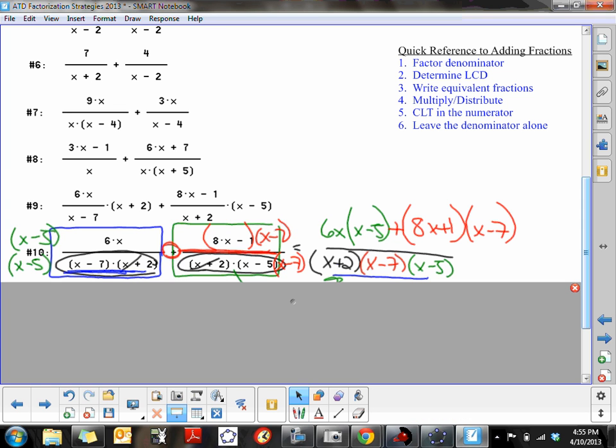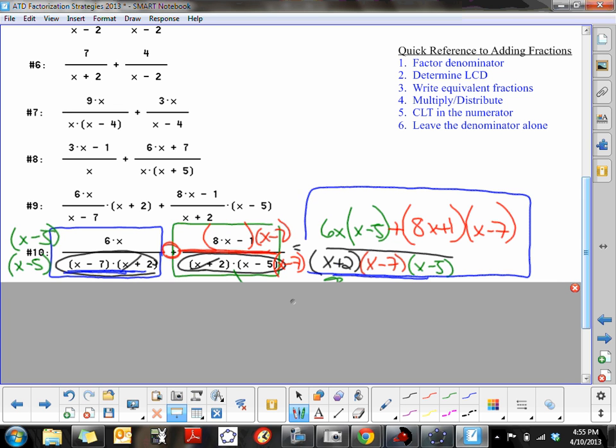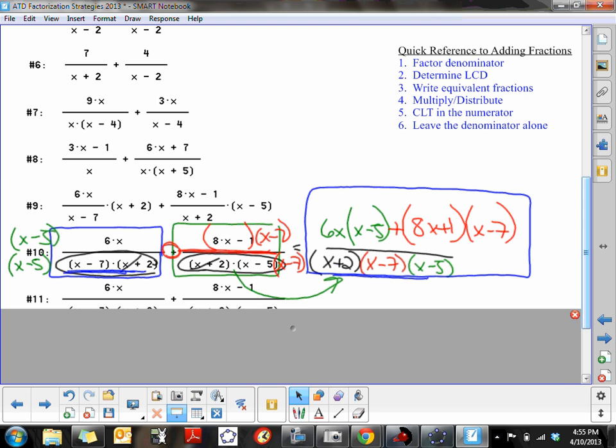So now what we've done in this little stage right here, we've created equivalent fractions with a common denominator. And now what I'm going to show you is distributing. Because now we got to take and multiply or distribute in the numerator. So we got a 6x times x, which is 6x squared. We have a 6x times a negative 5, which is a negative 30x.